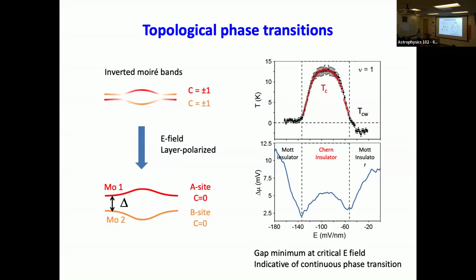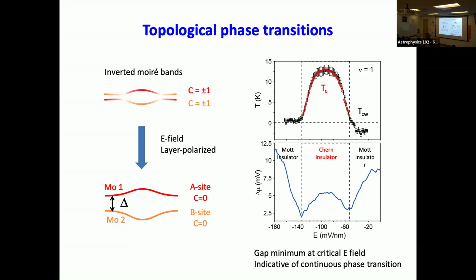And finally, I also mentioned that you can use the electric field to introduce a topological phase transition. In this case, you can apply electric field to make the bands topologically trivial. This is the data for filling factor equal to 1. At small electric field it is a Chern insulator, and this is plotting the chemical potential jump of the state, or you can think of it as the energy gap of the state, as a function of the electric field. And you can see that when you go from a Chern insulator to the Mott insulator, there is a gap minimum, suggesting that there's a gap closure in this topological phase transition.